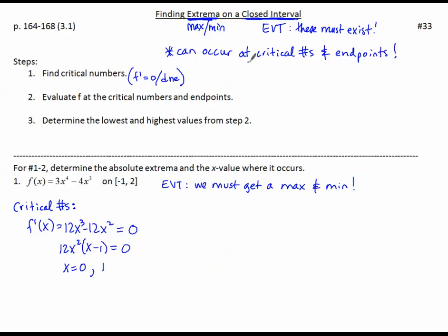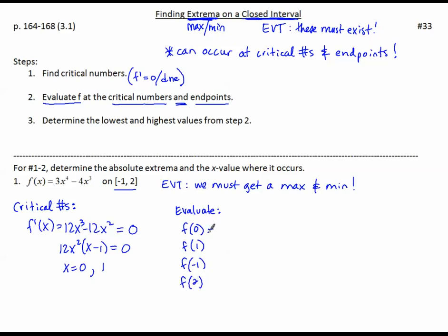Now we remember that maxes and mins can occur at critical numbers, but also at endpoints. We don't have to find endpoints; the endpoints are given to us. Done. Max and min mean the highest and lowest function values. So step 2: evaluate the function at the critical numbers and at the endpoints. My critical numbers are 0 and 1, so I need f of 0 and f of 1, and my endpoints are -1 and 2, so I need f of -1 and f of 2.